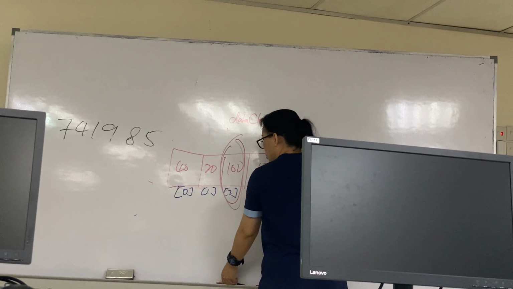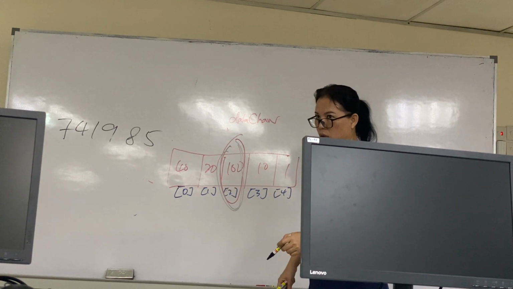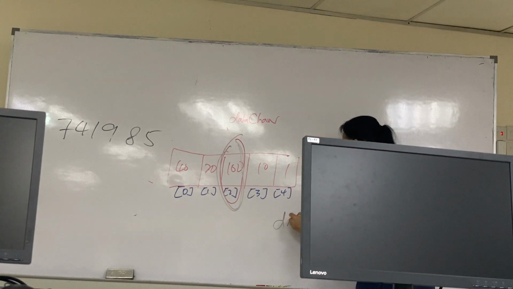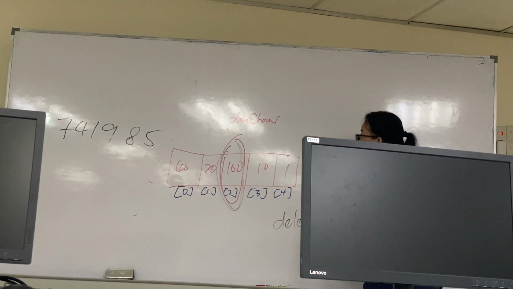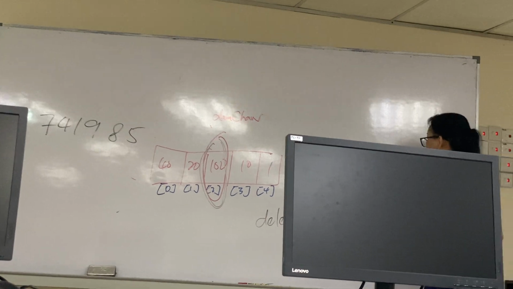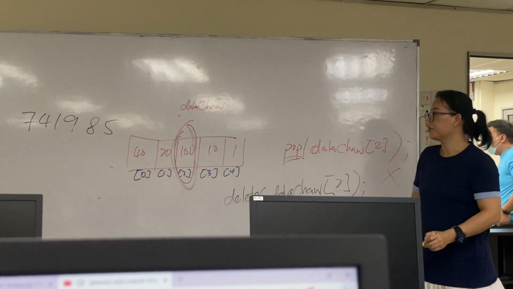No matter how you wanted to delete this part, what can I do? If you delete this one using the delete, then you delete the data at child index number 2. If you do so, what will happen?